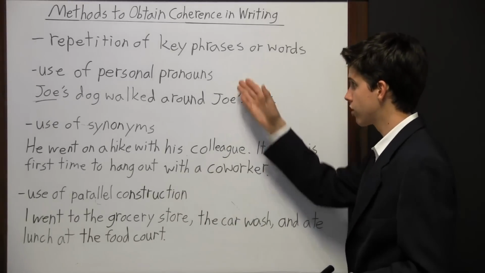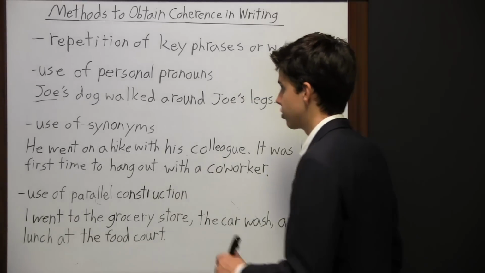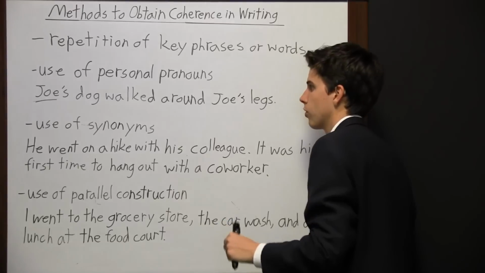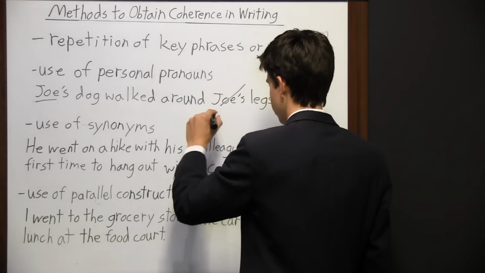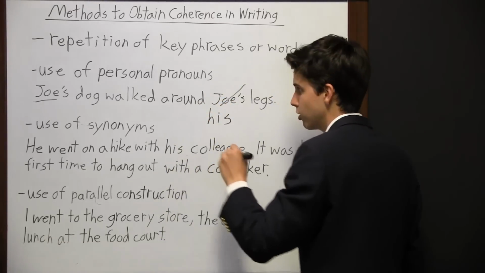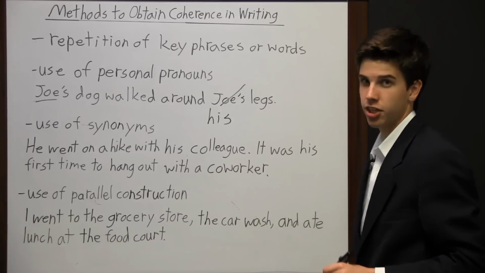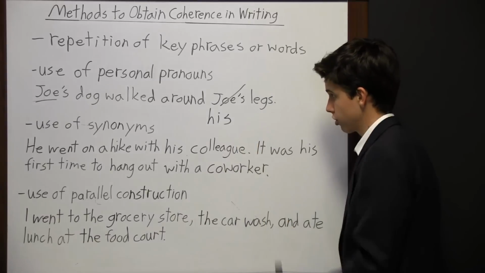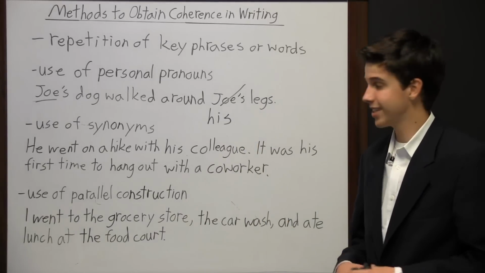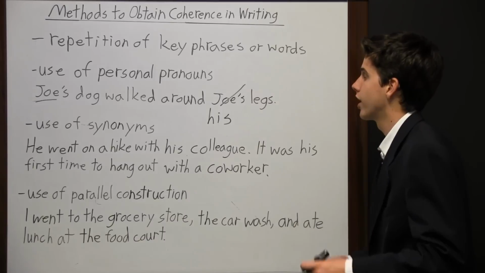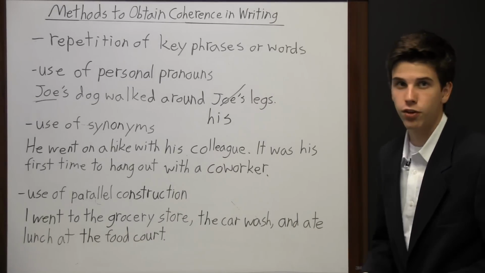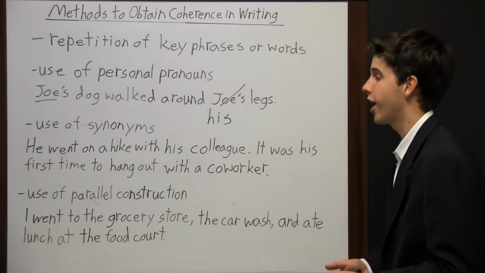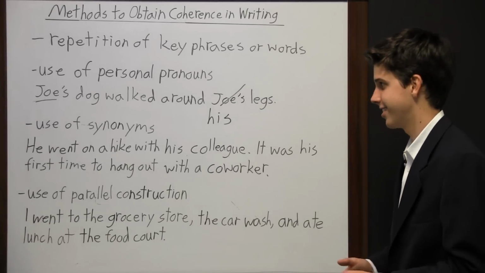A second method is the use of personal pronouns. So this sentence says, Joe's dog walked around Joe's leg. Now, Joe's right here that's underlined is the only one that should remain. We should remove Joe's right here and replace it with his, because when we use Joe's twice, it begins to confuse the reader because they think we're talking about more than one Joe. And so by using this personal pronoun of his, it increases the comprehension on the reader's part, which in turn increases coherence. Because even if you have consistency in your writing, if the reader can't comprehend what you're writing, they're not going to be able to see the consistency in your writing.